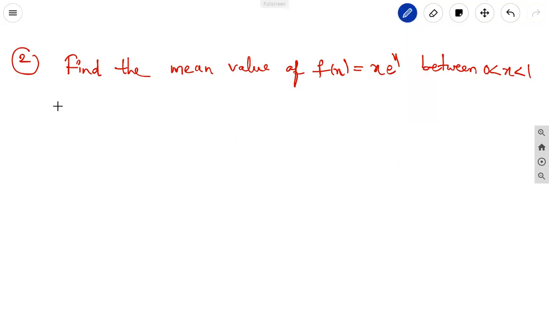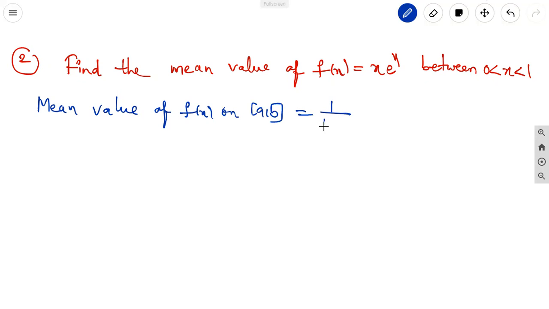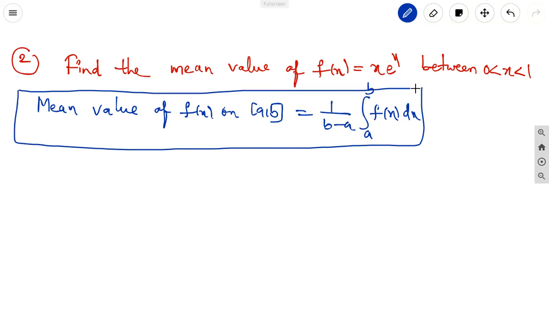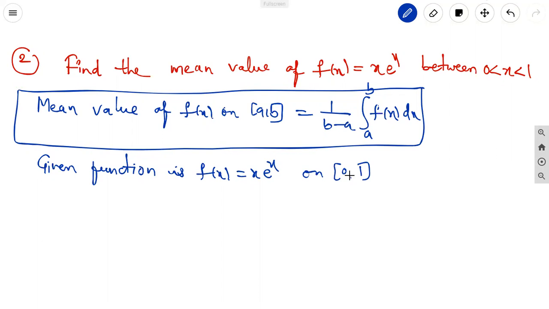First, recall the mean value formula. The mean value of f of x on the interval a comma b is equal to 1 by b minus a integral a to b f of x dx. This is how the mean value of any function can be defined in an interval. Here, the given function is f of x equal to x e power x. It is defined on 0, 1, that is nothing but a comma b.